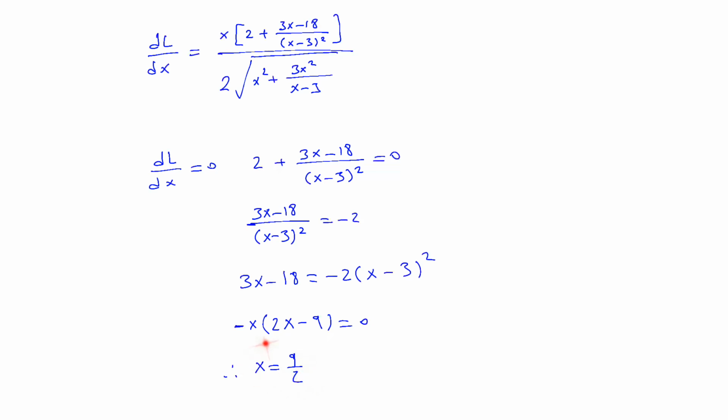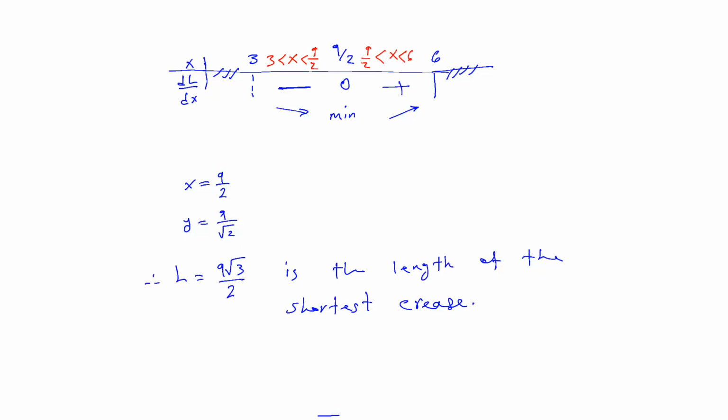We use the first derivative test to show this corresponds to the minimum of L. X is between 3 and 6. At 9 over 2, the derivative is 0. For X less than 9 over 2, the derivative is negative. For X more than 9 over 2, the derivative is positive. Therefore, the function is decreasing when X is between 3 and 9 over 2, and it is increasing when X is between 9 over 2 and 6. Therefore, 9 over 2 minimizes L.